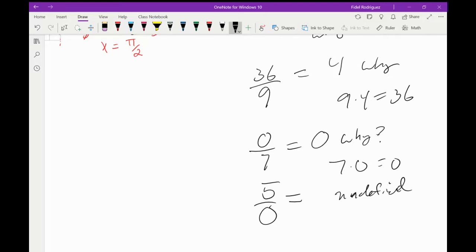I'm going to ask the same question. Why? Because 0 times whatever number you put here is never going to give you 5, right? It's never going to work. You can't put anything there that'll work, right? You can't put 7, it won't work. You can't put 5, it won't work. You can't put anything, it's never going to work. So that's why we say it's undefined. You cannot do it.